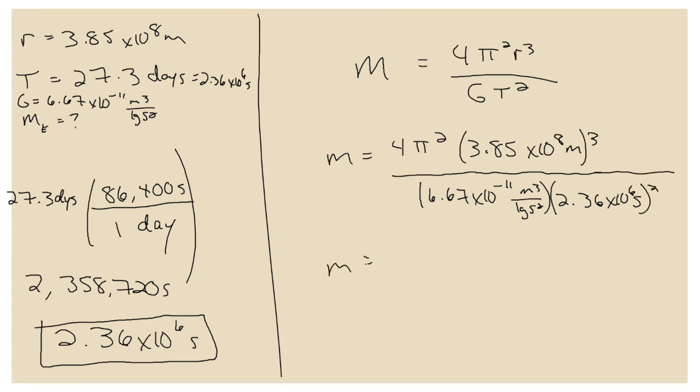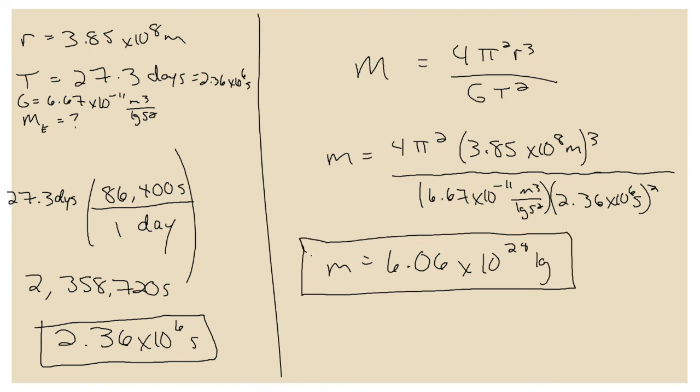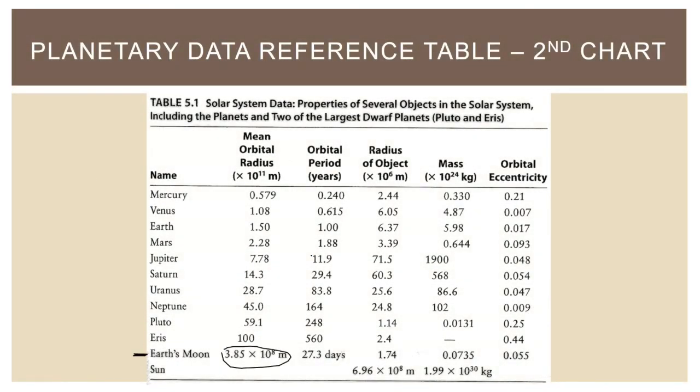And when you do all that math and you plug in all those numbers, you get, for the mass of the Earth, 6.06 times 10 to the 24 kilograms. Now, it's important to realize that's not the mass of the Earth we used before, because the mass of the Earth we used before was 5.98 times 10 to the 24 kilograms.